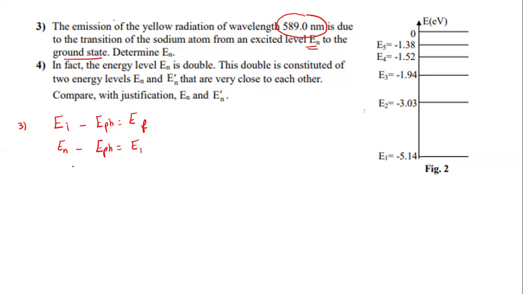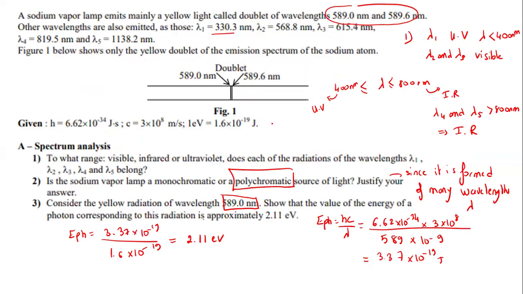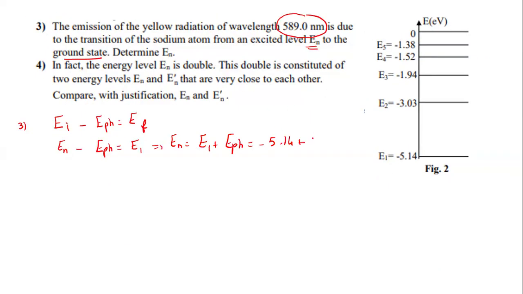The question is to find this En. Which means that En equals E1 plus E of the photon, which means negative 5.14 plus E of the photon. If we remember, it's 2.11 electron volt. So plus 2.11, and then we obtain the answer, negative 3.03 electron volt. This means that this En is E2. So this corresponds to E2.